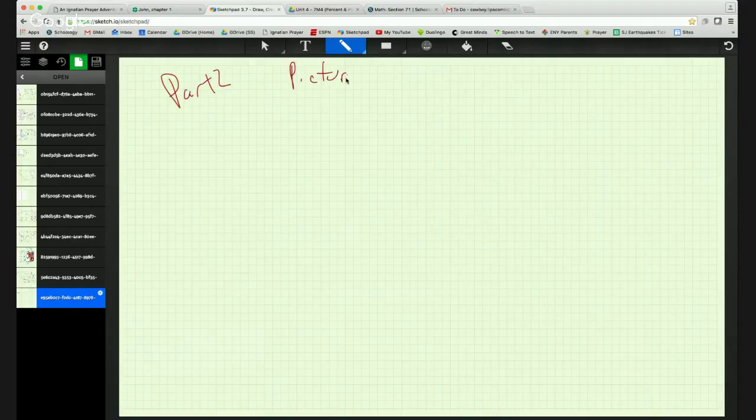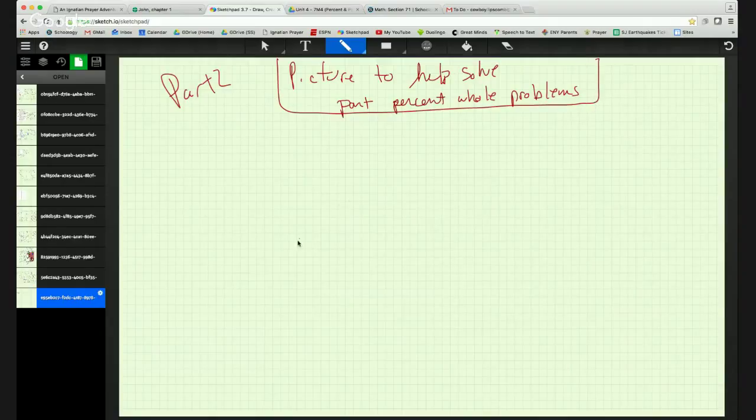solve part, percent, whole problems. It looks like this.